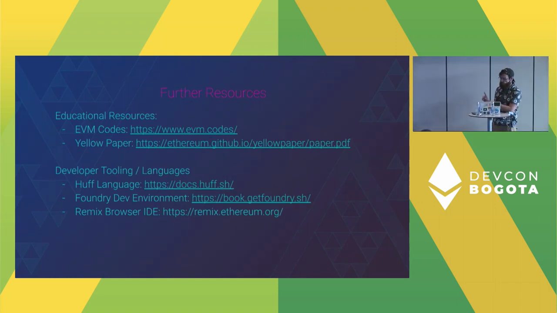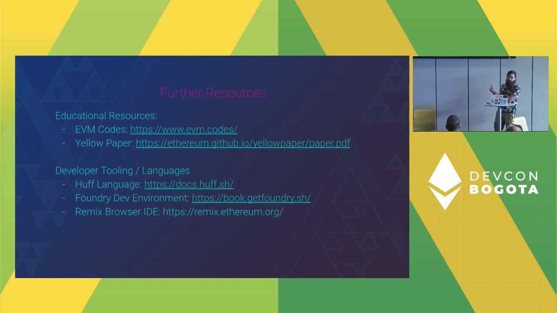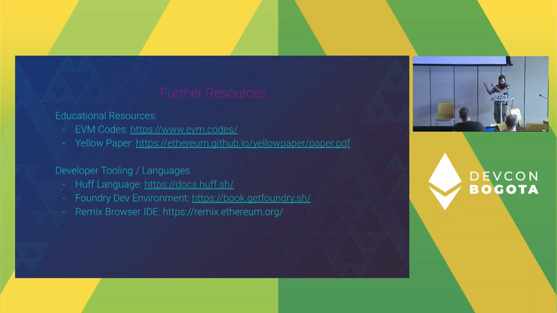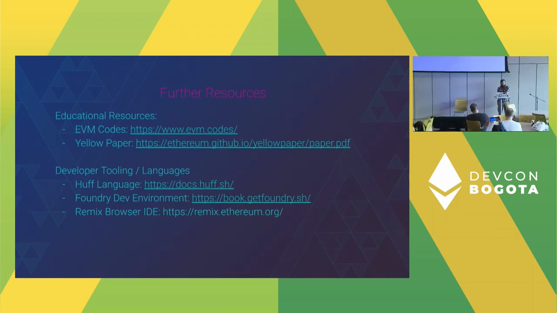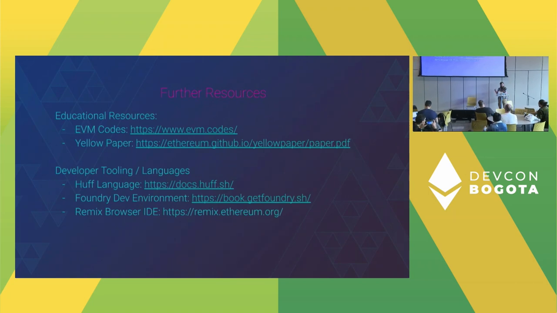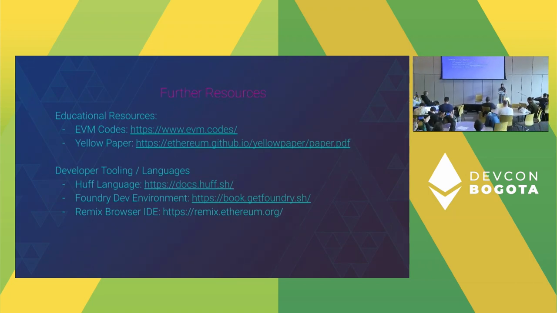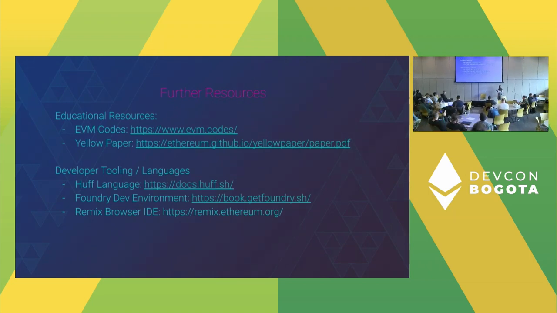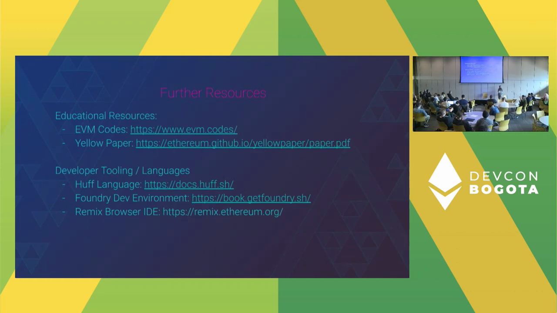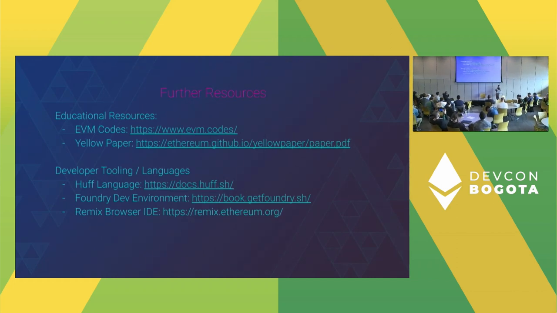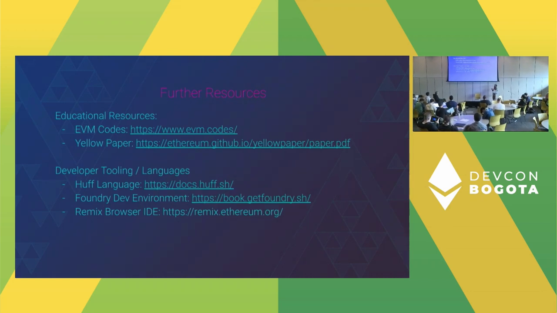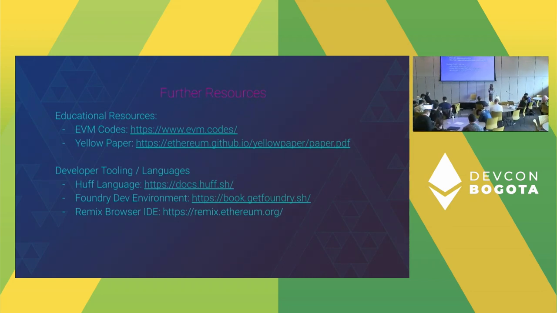So really quick, these are some other resources that you can check out. Educational resources: evm.codes, obviously the yellow paper if you're a degenerate and you're into that kind of thing. Developer tooling and languages: Huff language, basically a low-level assembly language that will teach you a lot about the EVM. The Foundry development environment, really good for testing and trying things. And the Remix browser IDE for local testing in the browser.